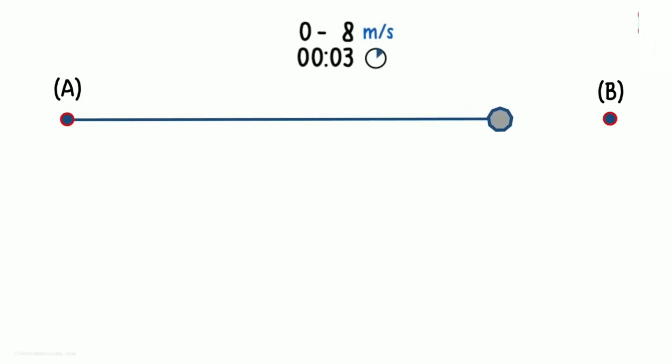Consider an object at A. Initially, it is at rest. It begins to move. Then it reaches B within 5 seconds. When it reaches B, its velocity becomes 10 meter per second. We want to find the acceleration of that object.